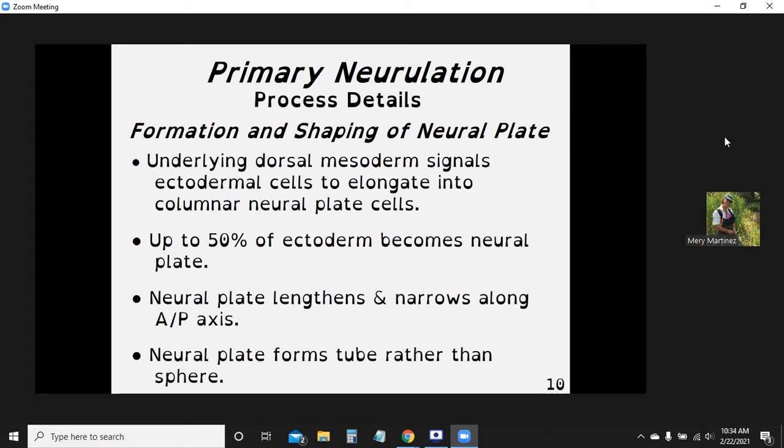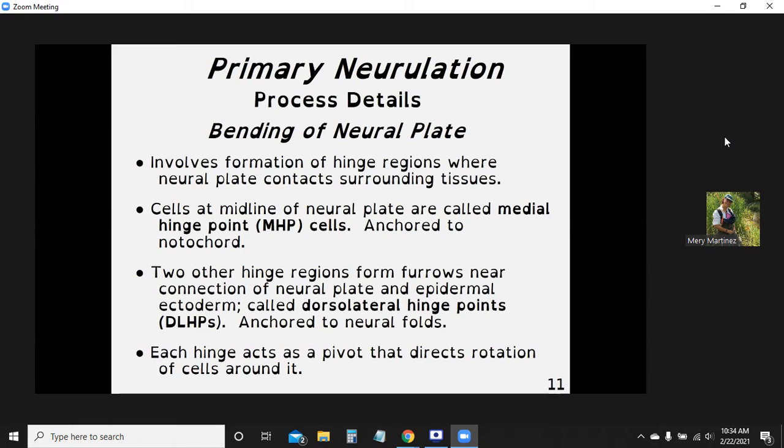form that tube rather than a spherical capsule. Okay. Just because it lengthens. So the neural plate lengthens and narrows via convergent extension. And also by doing that, they're going to be intercalating cells into few layers. Okay. And that's how we form that plate.